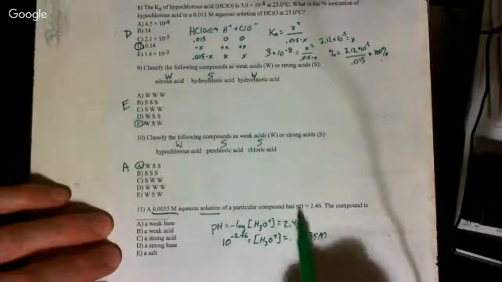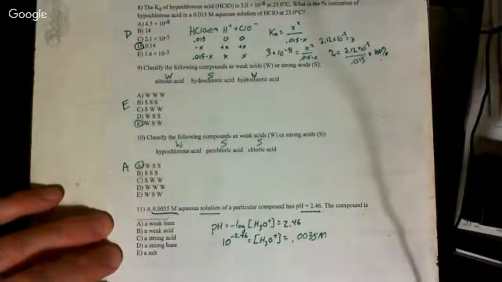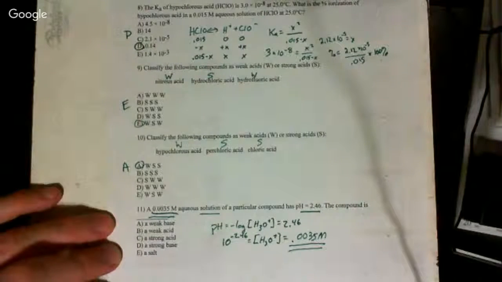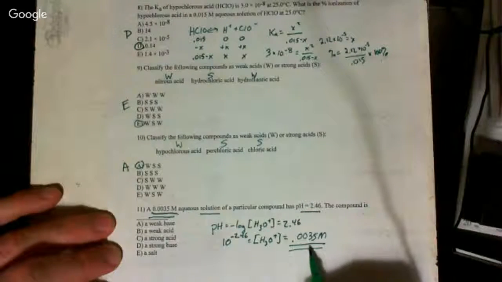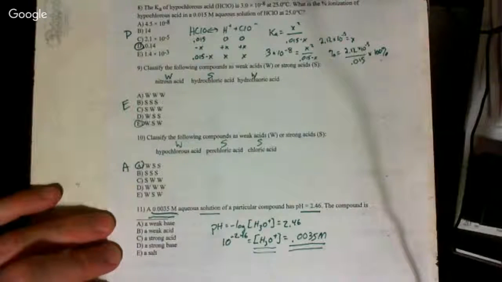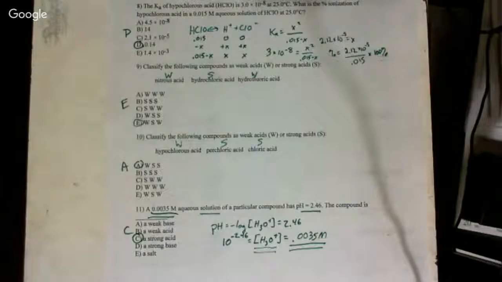if I have a 0.0035 molar solution and it looks like it's an acid because the pH is 2.46, well, what do I know about strong acids? Well, strong acids completely dissociate. So if I have a 0.0035 molar acid and I get 0.0035 molar of hydronium, that must mean that the hydronium completely dissociated from what must have been a strong acid. So the best answer there for number 11 was C.